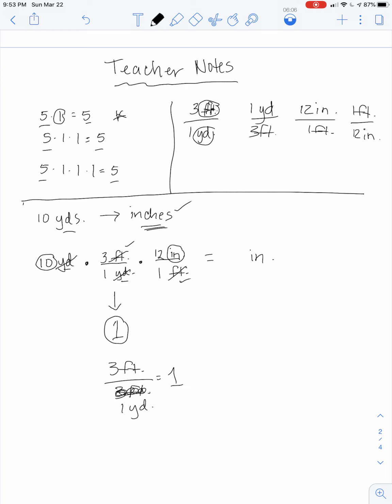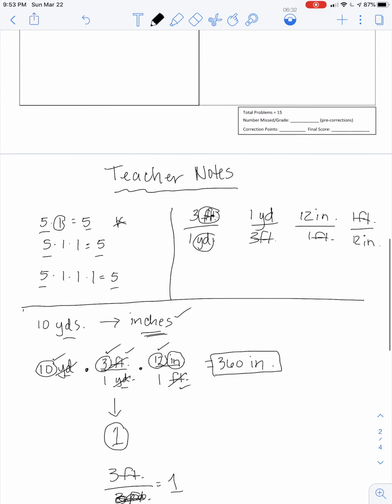We will multiply our numbers: 10 times 3 times 12. And when you do that math, we'd have 10 times 3 is 30, and 30 times 12 would be 360 inches. And that would be the answer to that problem using 2 unit multipliers to make the conversion. Okay, so that is the first problem.